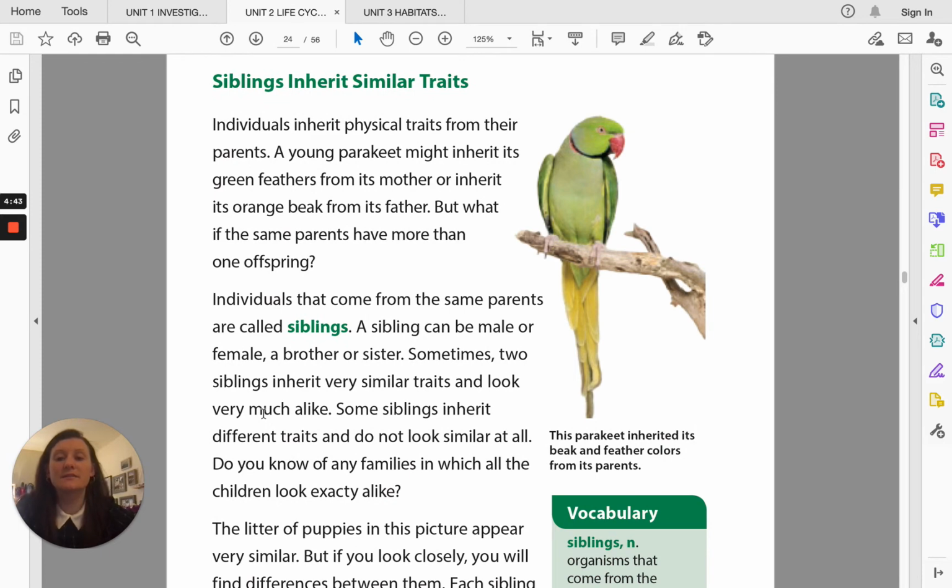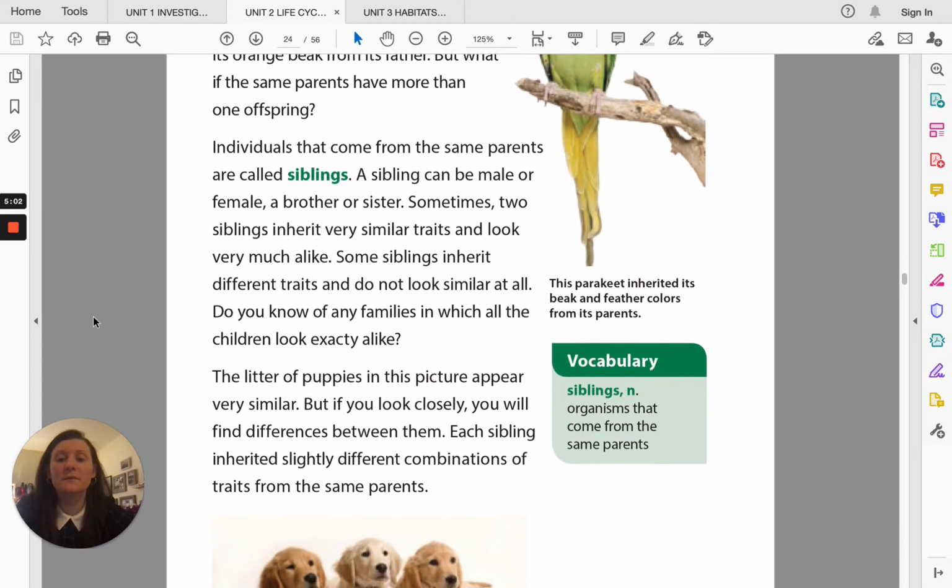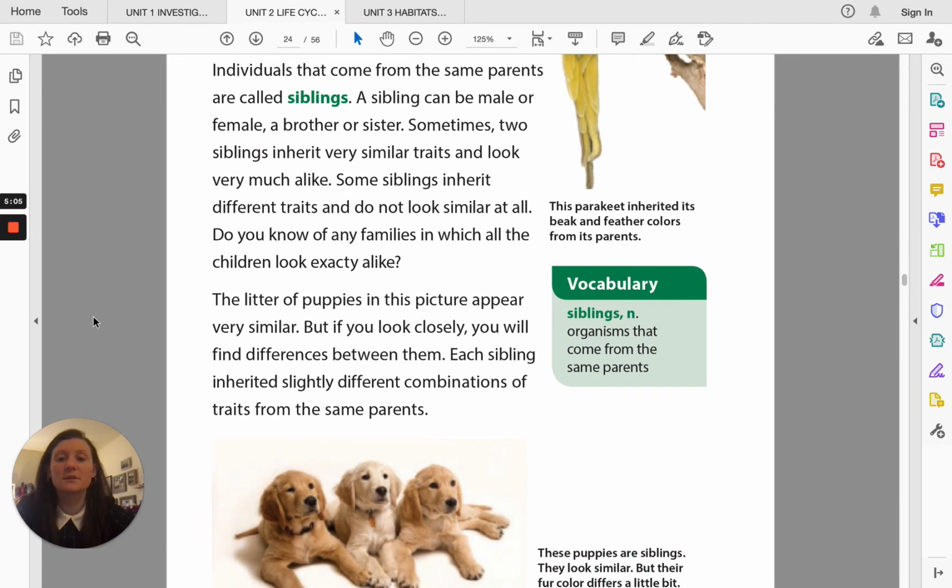Siblings inherit similar traits. Individuals inherit physical traits from their parents. A young parakeet might inherit its green feathers from its mother or inherit its orange beak from its father. But what if the same parents have more than one offspring? Individuals that come from the same parents are called siblings. A sibling can be male or female, a brother or sister.